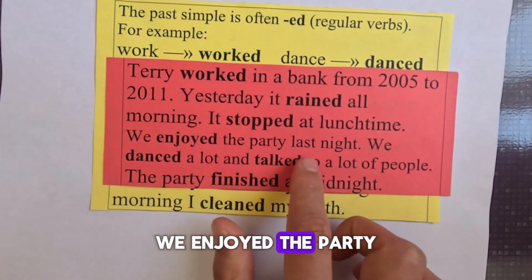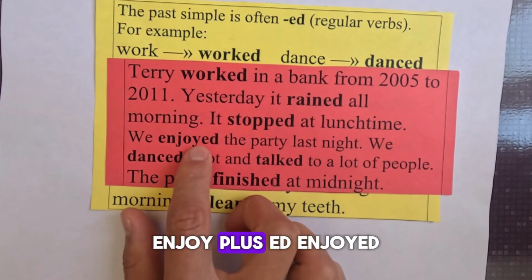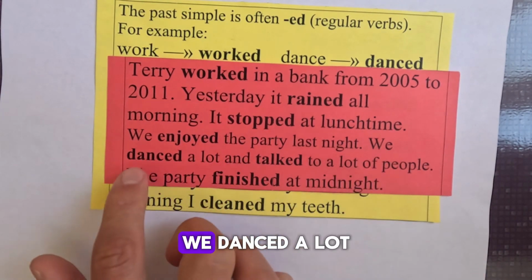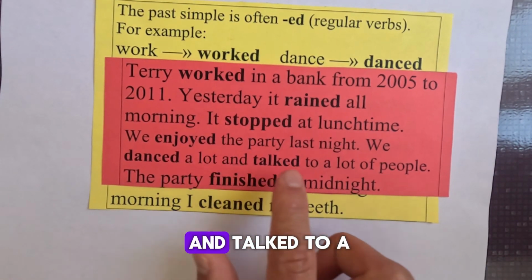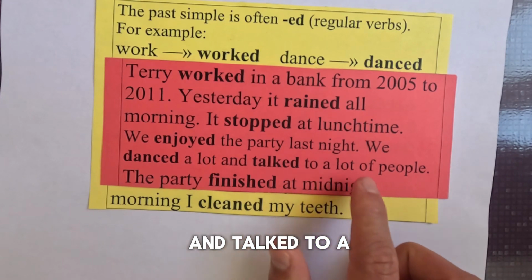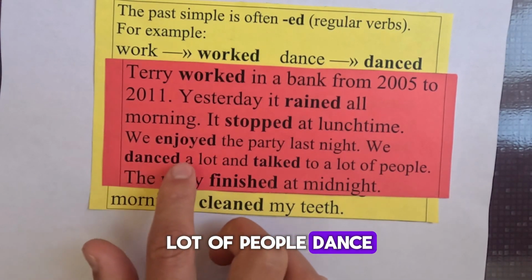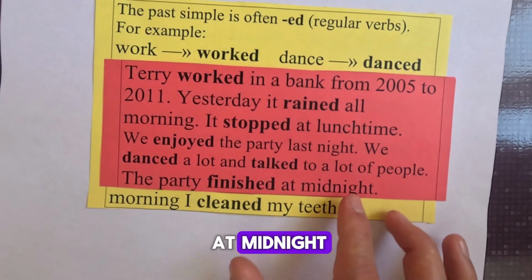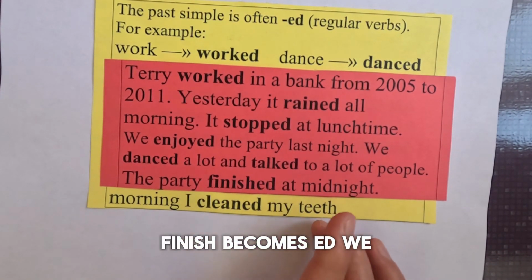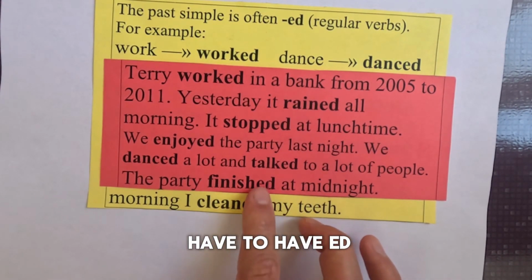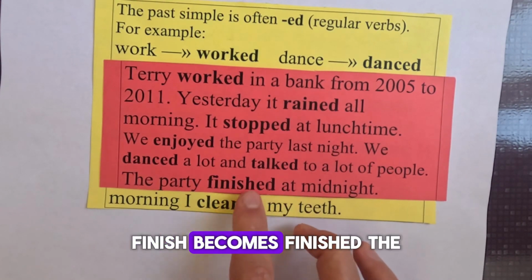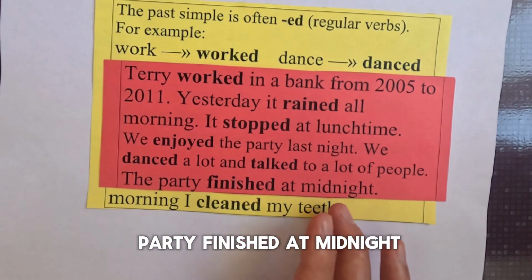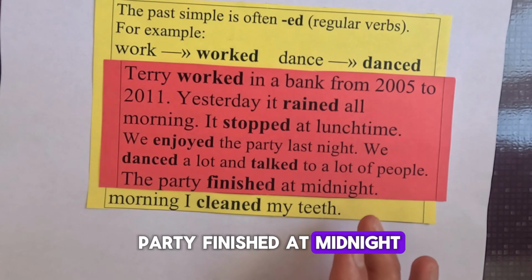We enjoyed the party last night. Enjoy plus ed, enjoyed. We danced a lot and talked to a lot of people. Dance, danced. Talk, talked. The party finished at midnight. Finish becomes finished. We have to add ed.